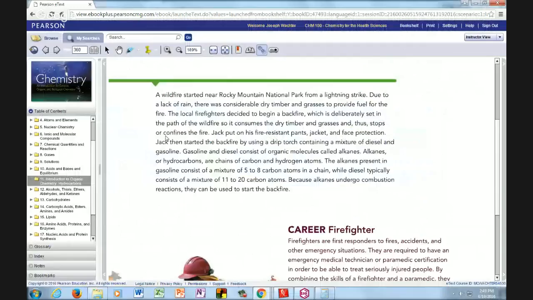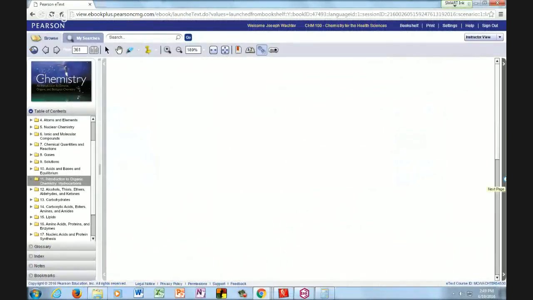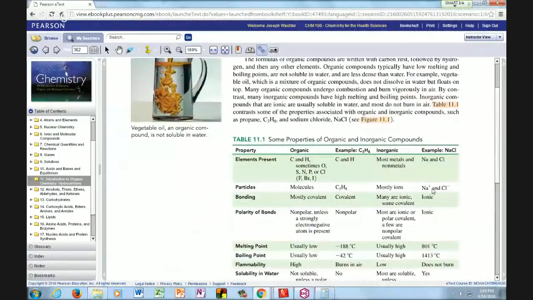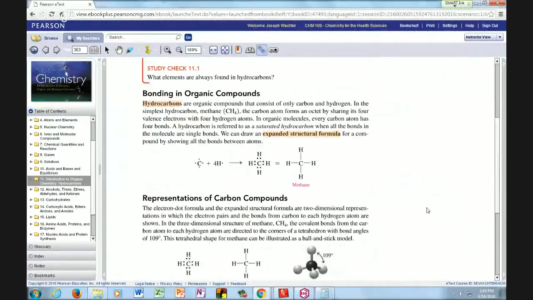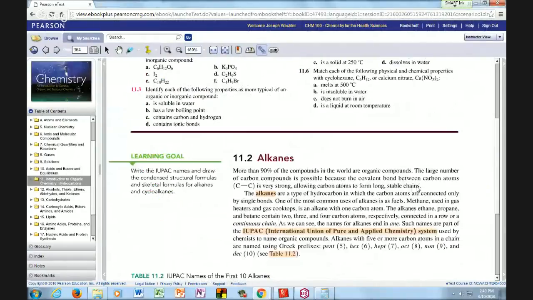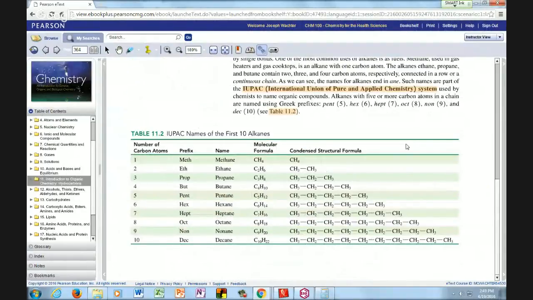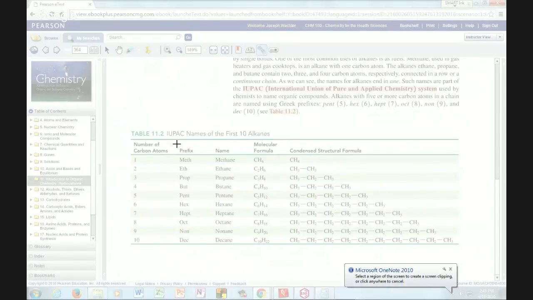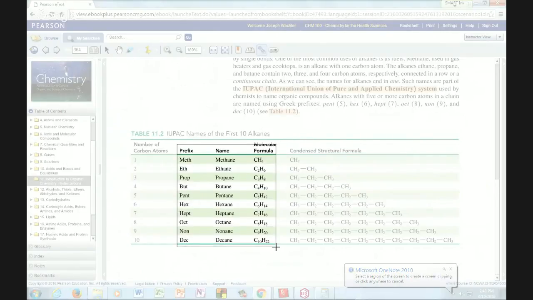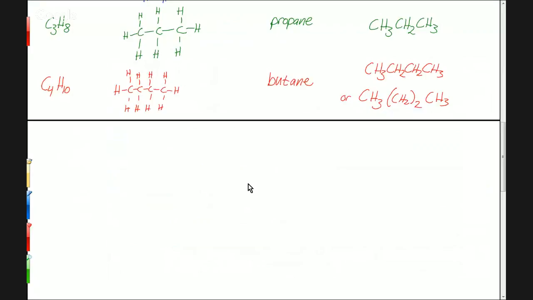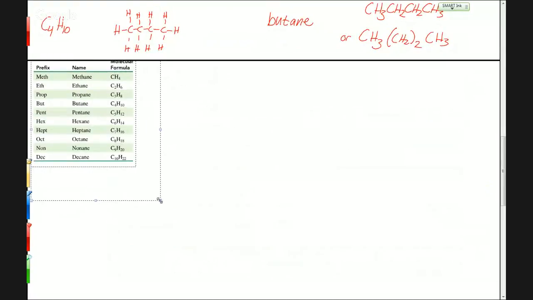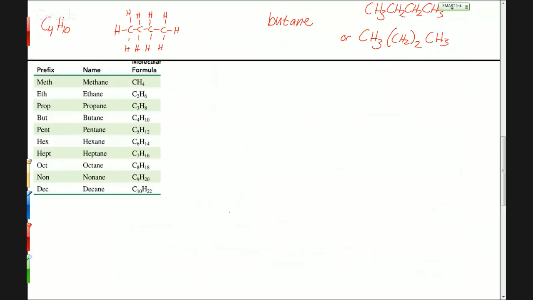There's a little table we'll grab from the book here. So you can kind of see all the stuff that we've been doing. Here's a nice table that shows the first 10 of the alkanes. We're going to mostly deal with, well, I'm going to put all these on here just in case we need them for today. But according to the objectives on Blackboard, you need to know the first 6.